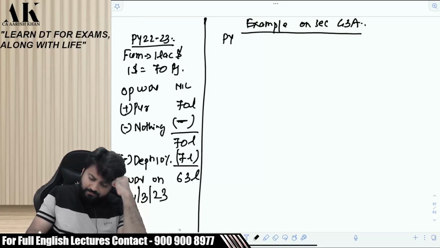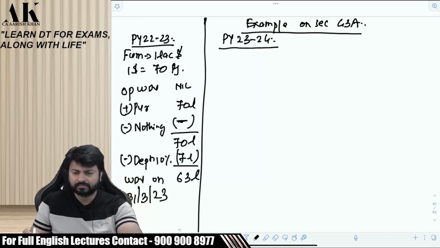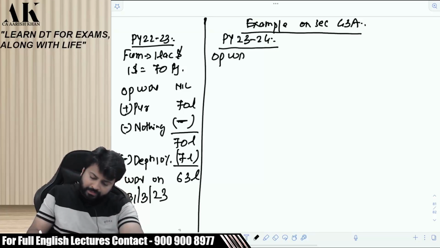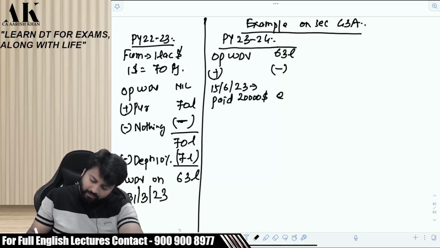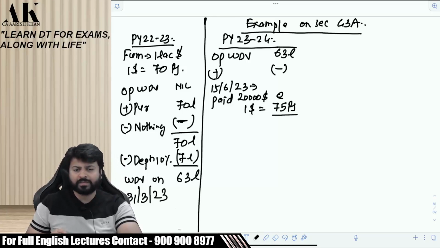Now previous year 23-24 is coming now. Shall I start? Opening WDV is 63 lakhs. Add nothing. Nil. But on 15th of June 2023, I paid $20,000 when $1 is equal to 75 rupees.